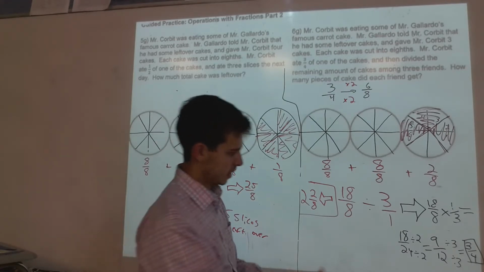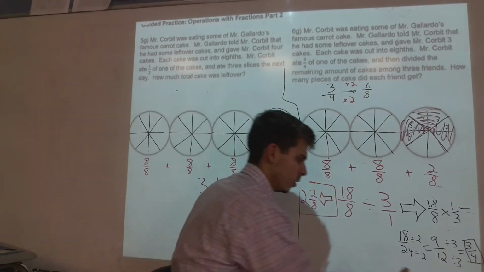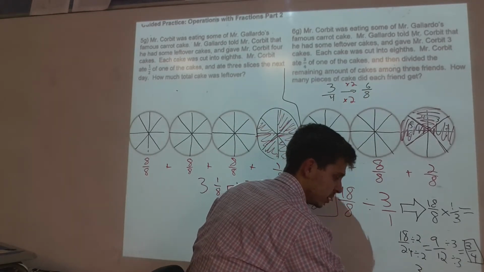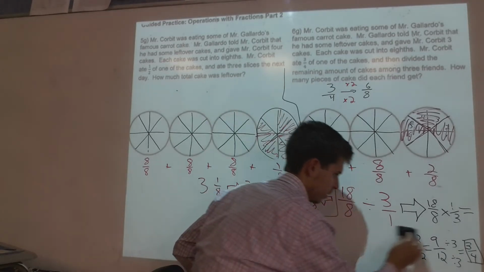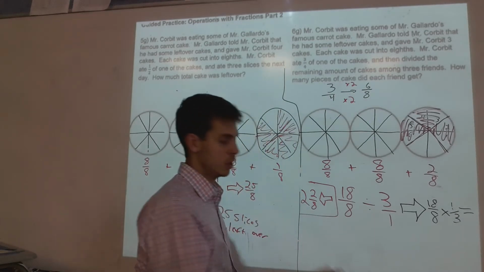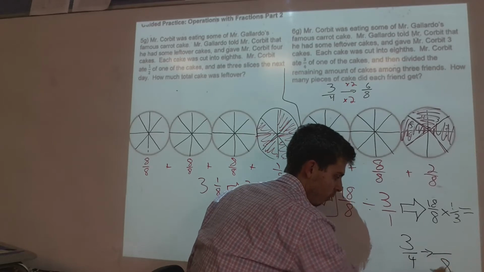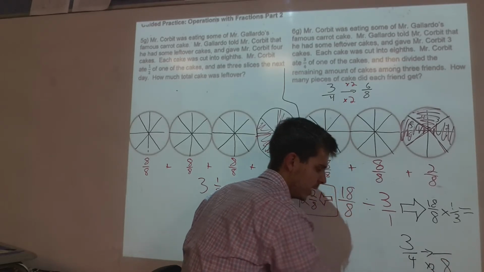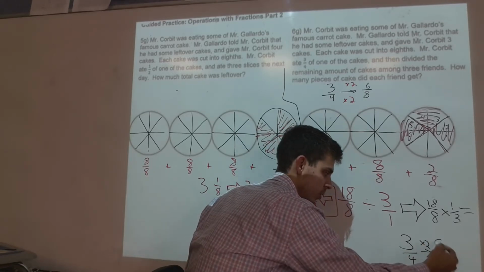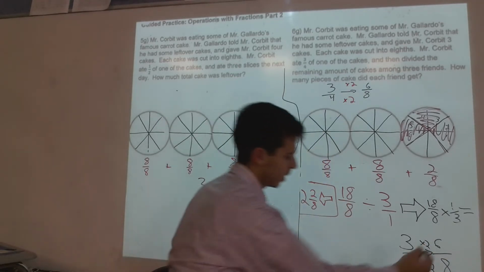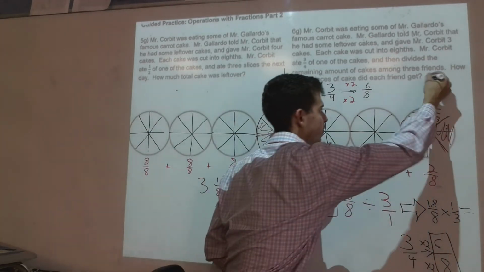Now, if I wanted to figure out how many slices 3/4 is, let's turn 3/4 into something over 8. You can no longer see it, I'm sorry. I'm just going to erase it here because I ran out of room, but you can leave it on yours. 3/4 is going to be something over 8. I know that the 4 is multiplied by 2 to get 8, so the 3 will also be multiplied by 2, and that gives me 6/8. So each friend gets 6 slices of pizza.